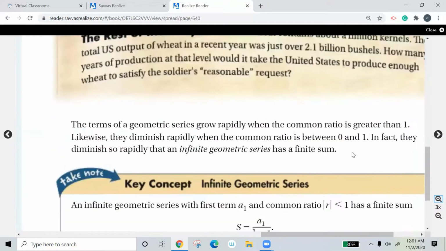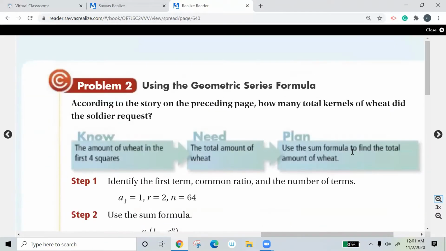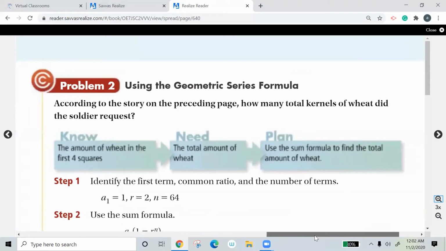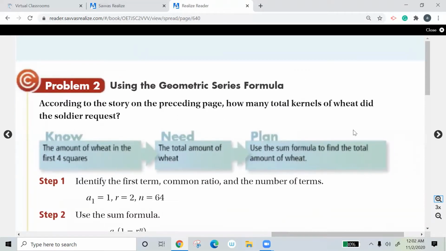Let me move the page. Okay, here. Again, problem number 2, using the geometric series formula. According to the story on the preceding page, how many total kernels of wheat did the soldier request? We know the amount of wheat in the first 4 squares. What we need is the total amount of wheat. What is our plan? Our plan is to use the sum formula to find the total amount of wheat.